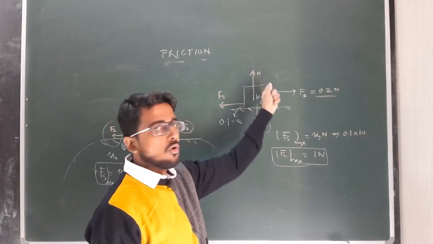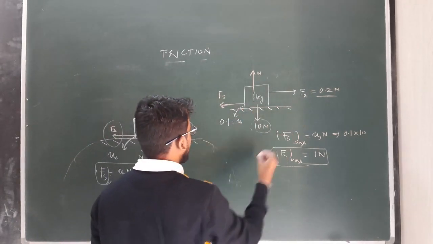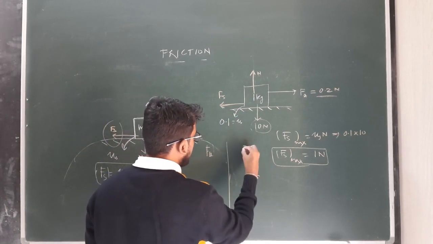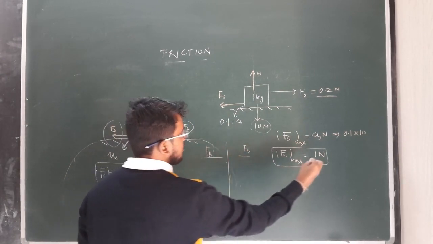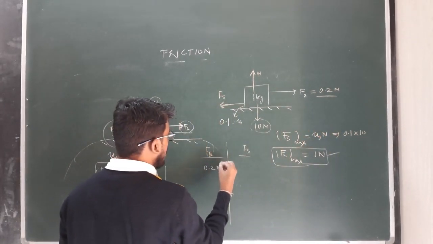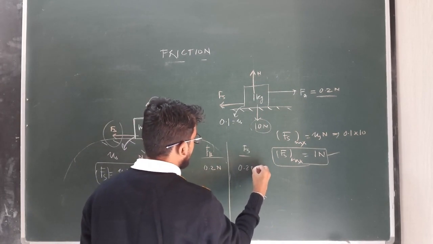So there will be no motion between the block and the ground. For this particular case, here I am writing Fa, and here the frictional force, and this is the maximum possibility. So I am taking F applied equal to 0.2 Newton. Accordingly, the static frictional force will adjust itself and it will become 0.2 Newton.